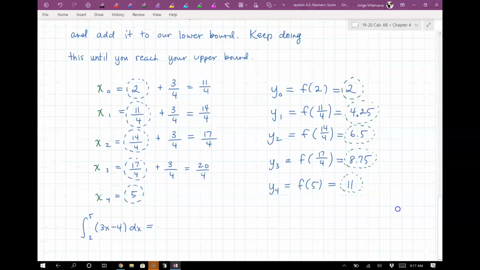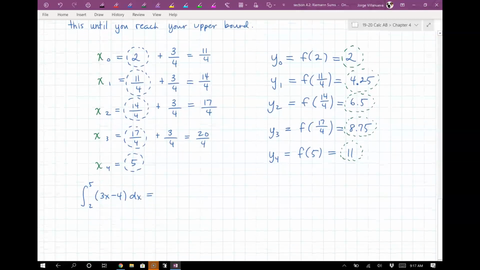Those are the numbers. So, to put those into my equation, it's 3/4 times y sub 0, which is 2, plus y sub 1, which is 4.25, plus y sub 2, that's 6.5, plus y sub 3, that's 8.75, and that's where I stop, because remember our formula for the left-hand method stops one number short.